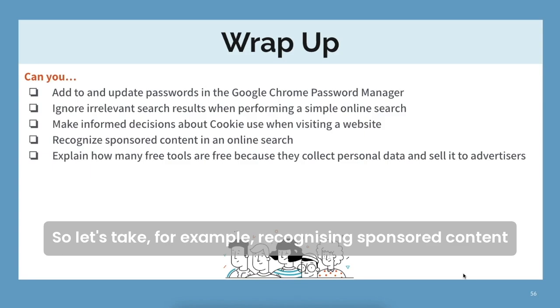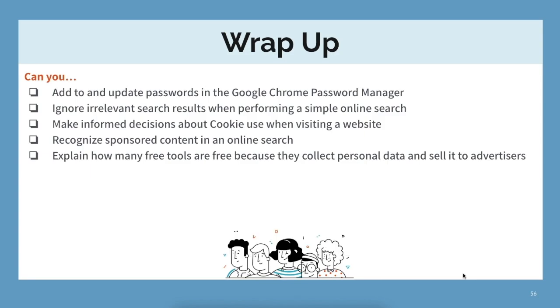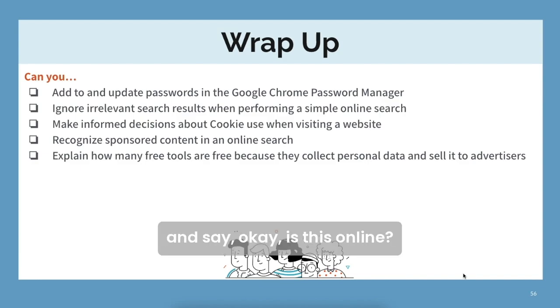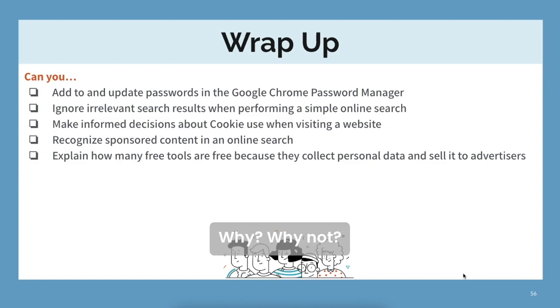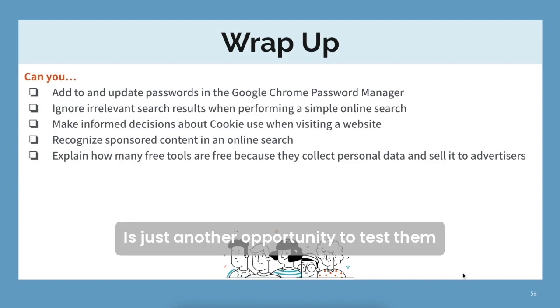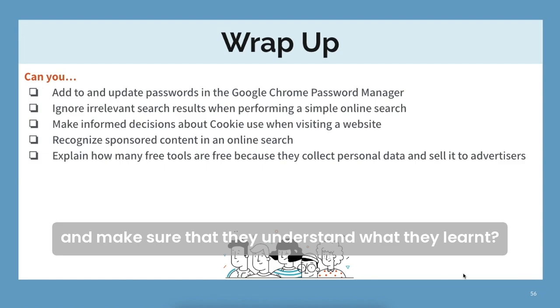So let's take, for example, recognizing sponsored content in an online search. You can just show them pictures of some ads and say, okay, is this online? Is this sponsored content? Why? Why not? It's just another opportunity to test them and make sure that they understand what they learned.